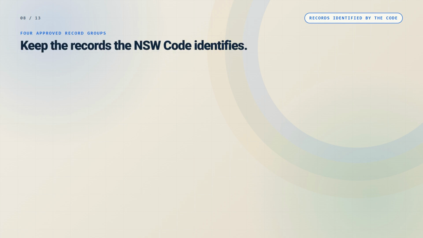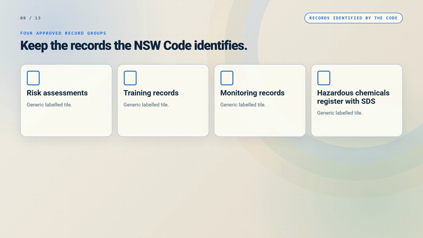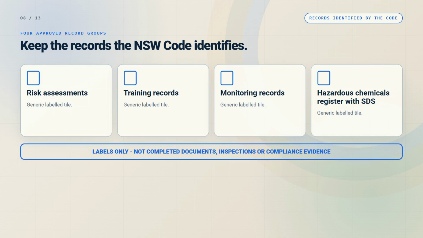The New South Wales Code identifies risk assessments, training records, monitoring records and hazardous chemicals register with safety data sheets among the records to keep. The record tiles are labels, not completed documents. They do not create a risk assessment, register, safety data sheet, training record, monitoring record, inspection or compliance evidence.